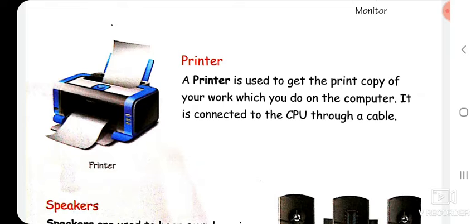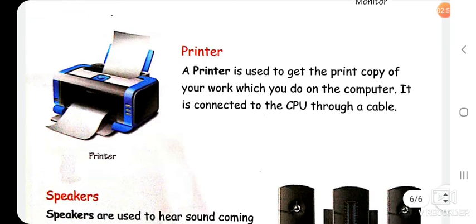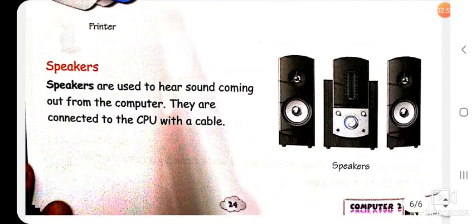What is the work of a printer? A printer is used to get the output on paper, and this output can be in the form of text, pictures or graphs. It is connected to the CPU with the help of a cable. Understand? Next one is speaker.